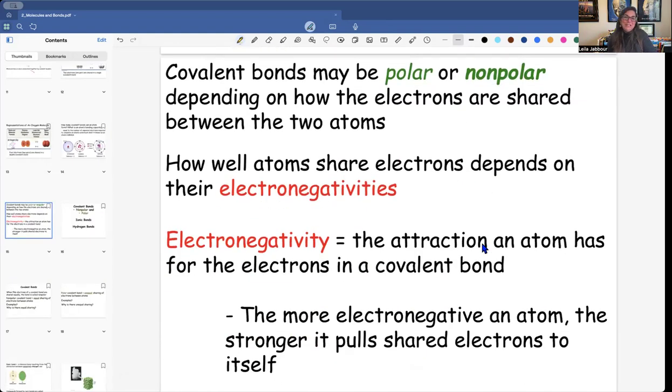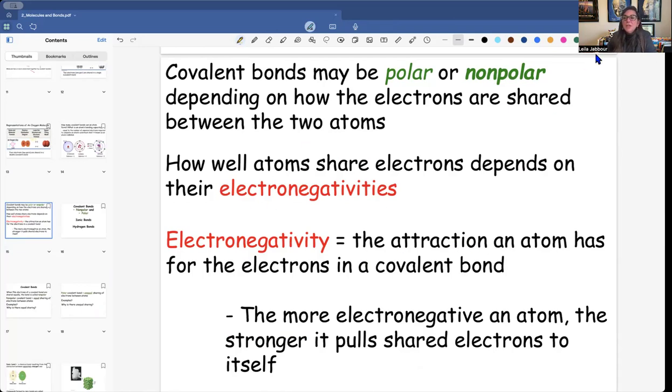So let's talk about polarity. Covalent bonds may be polar or nonpolar, depending on how the electrons are shared between the 2 atoms. Certain atoms have some electronegativity to them, and I'm going to illustrate that when I start drawing a few of these compounds. Electronegativity is the attraction an atom has for the electrons in a covalent bond. The more electronegative, the more it sucks up the cloud of electrons towards it.